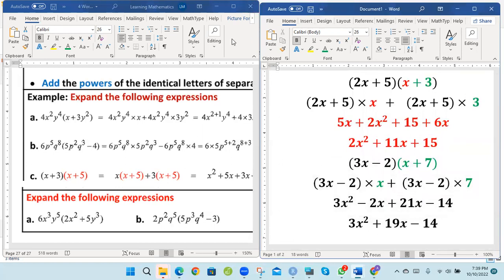So that's one way of expanding a pair of brackets like that. And when you do that, you always end up with a quadratic because you're going to have an x times x. And that quadratic can factorize to come back like how it was before with the brackets. Factorization is the reverse process of expansion.